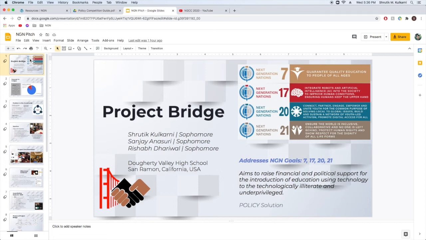But I will go over what makes this pitch great. So once again, when you're proposing something for policy, you need to keep in mind that there's two aspects to it. Firstly, it's the problem and the impact of the problem.